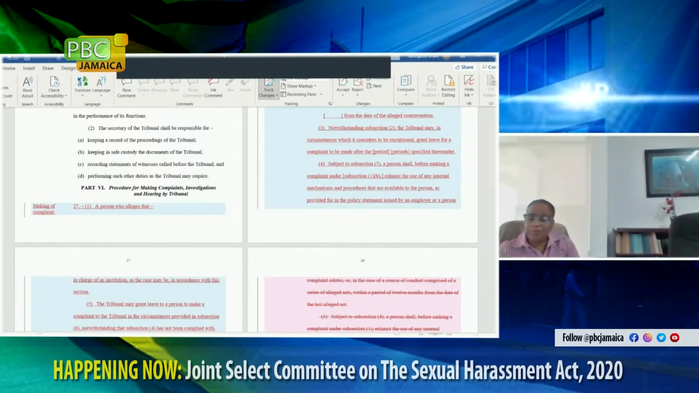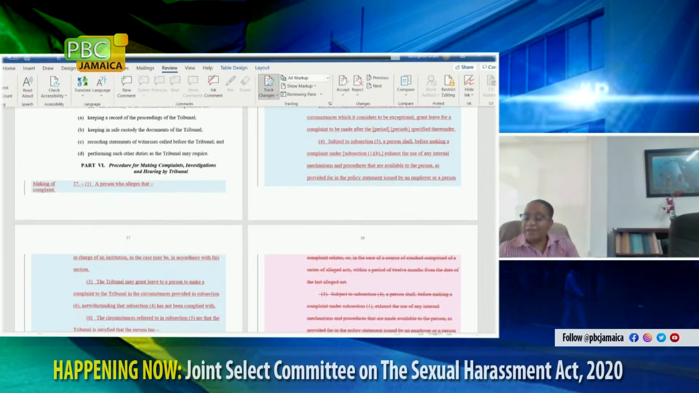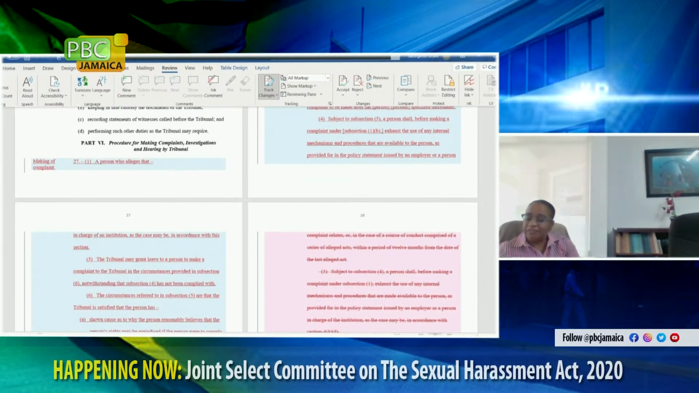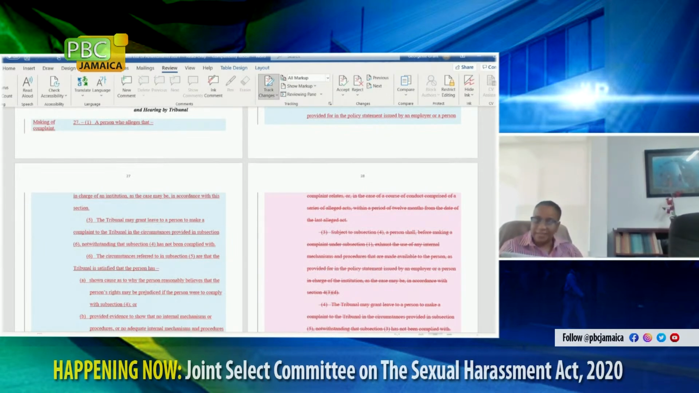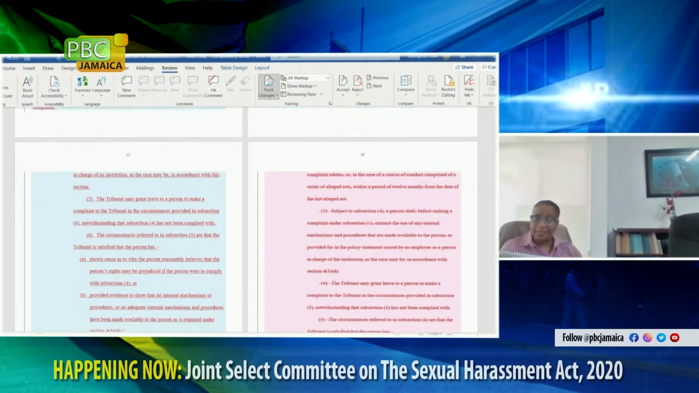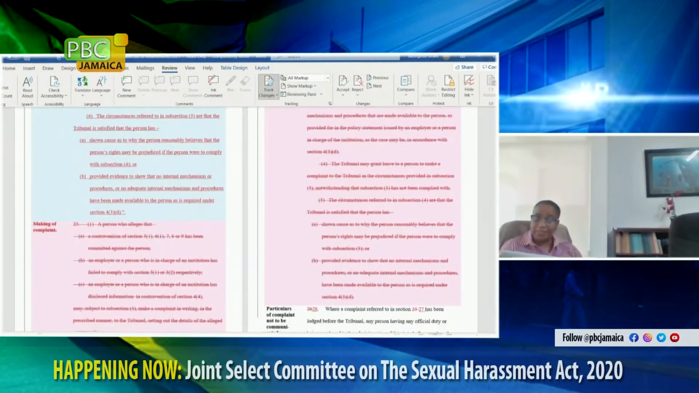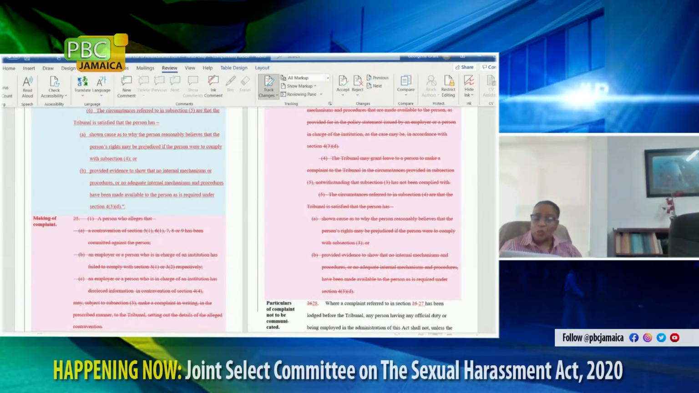So we move on now to subclause 4. Subject to subsection 5, a person shall, before making a complaint under subsection 1B, exhaust the use of any internal mechanisms and procedures that are available to the person as provided for in a policy statement issued by an employer or a person in charge of an institution, as the case may be, in accordance with this section. Subclause 5, the tribunal may grant leave to a person to make a complaint to the tribunal in the circumstances provided in subsection 6, notwithstanding that subsection 4 has not been complied with. Subclause 6, the circumstances referred to in subsection 5 are that the tribunal is satisfied that the person has A, shown cause as to why the person reasonably believes that the person's rights may be prejudiced if the person were to comply with subsection 4, or B, provided evidence to show that no internal mechanisms or procedures or no adequate internal mechanisms and procedures have been made available to the person as is required under section 43D.